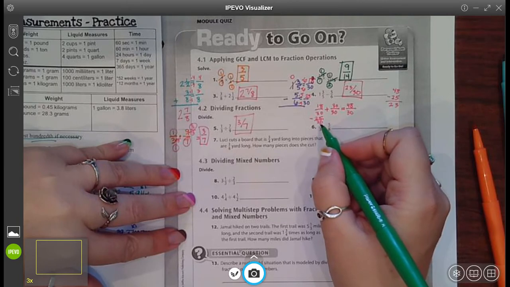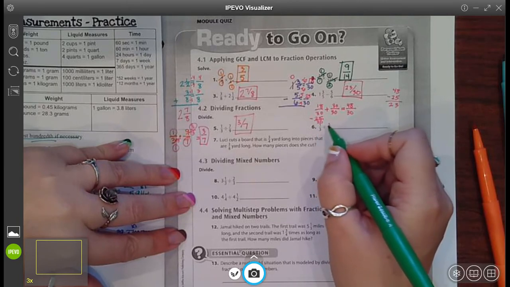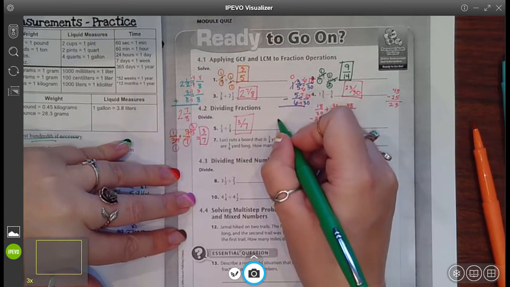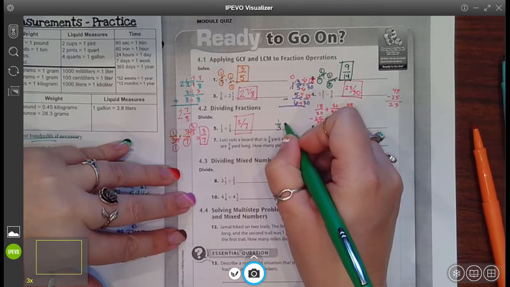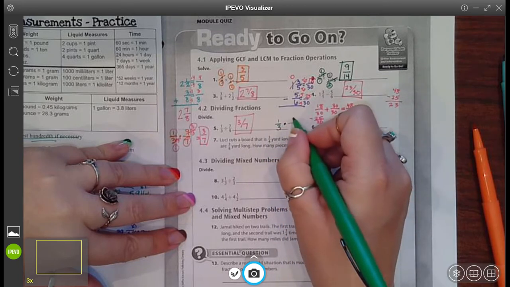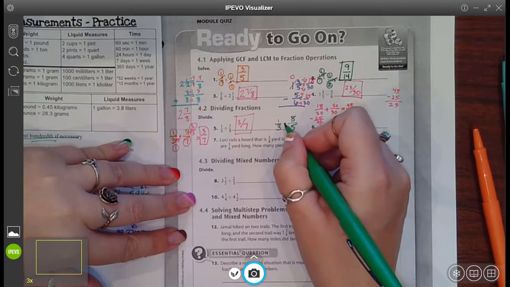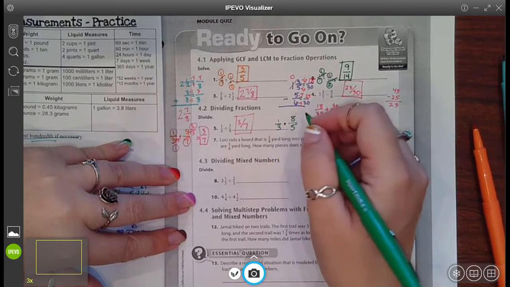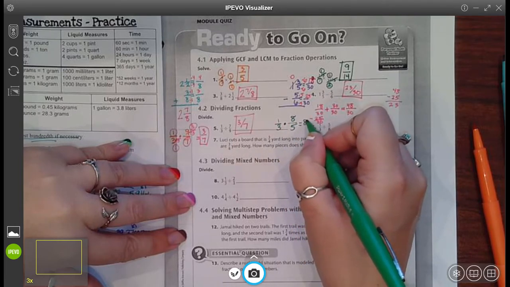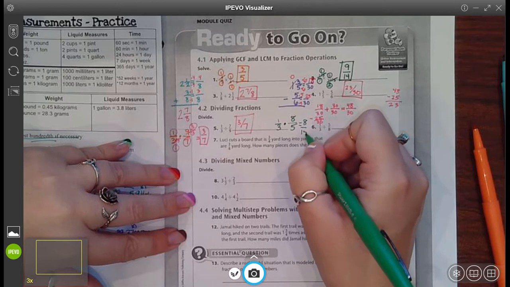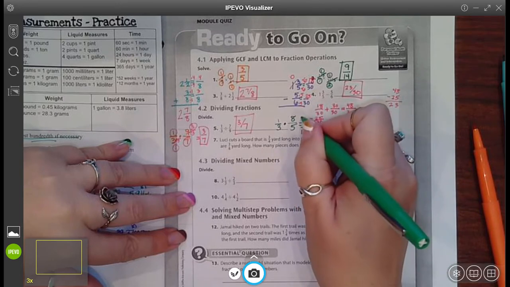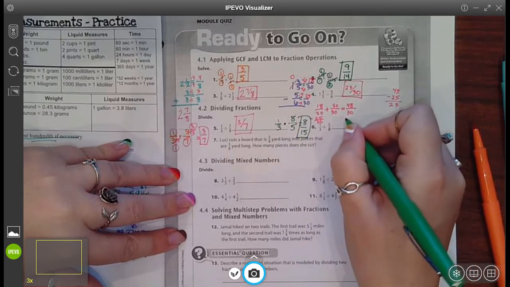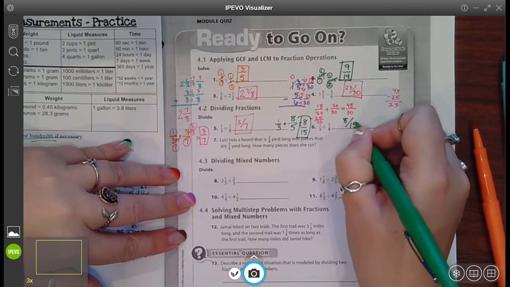Okay, so for this one, it's already a single fraction divided by a single fraction. So keep the first one the same. Change division to multiplication and flip that second fraction. Keep, change, flip. Okay, now multiply across. 1 times 8 is 8. 3 times 5 is 15. You can't reduce that, so you're done. Number 6, you should have gotten 8/15.